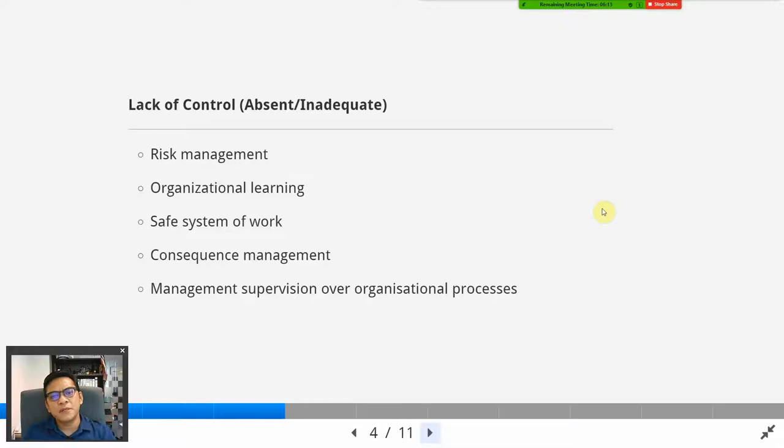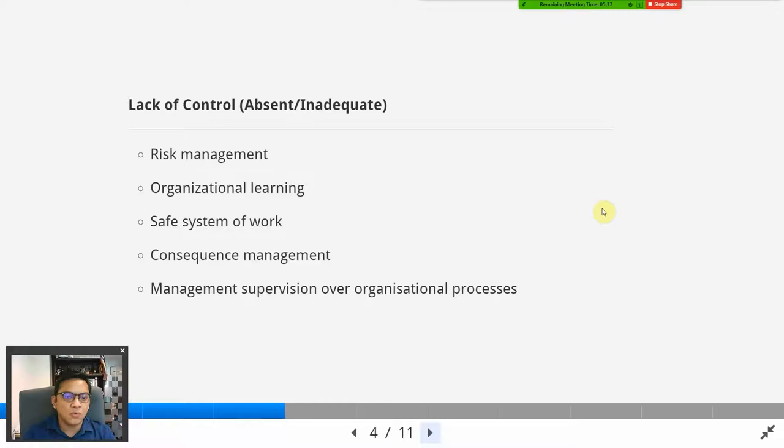For example, if something bad happens, there is some kind of repercussion or consequences. Maybe you have to discipline the workers to avoid violations. Management supervision, absence of management supervision over organizational process. These are the things that started off everything.